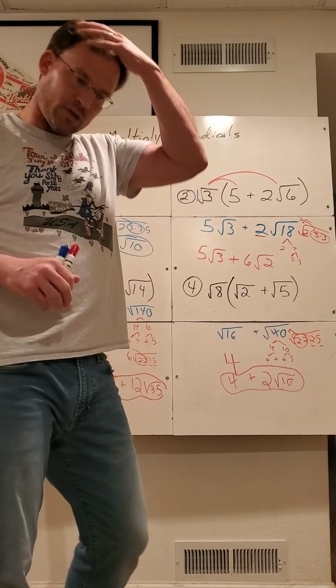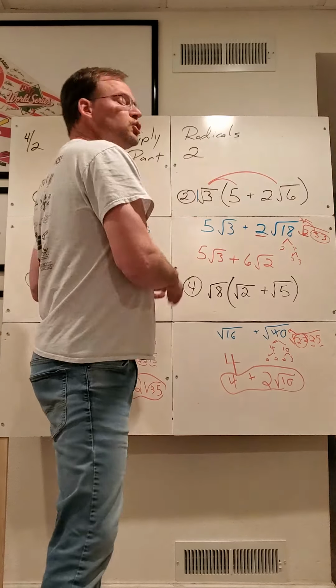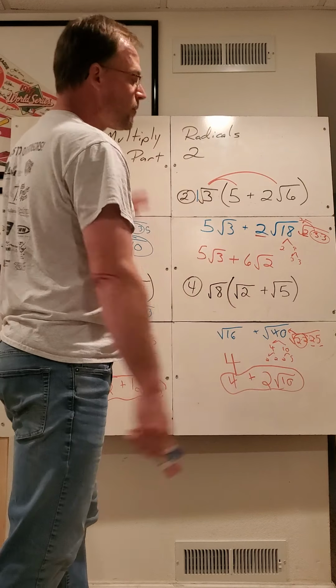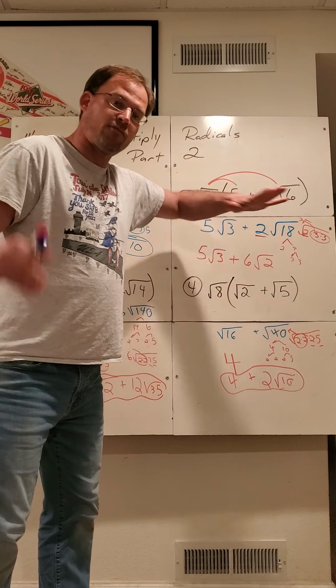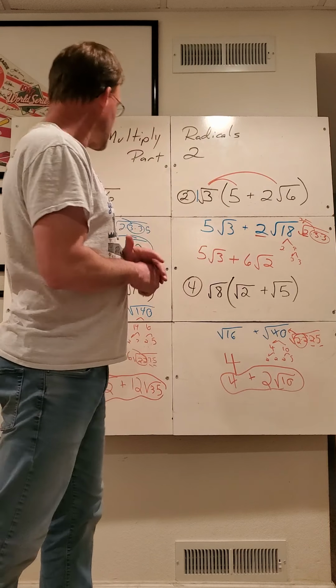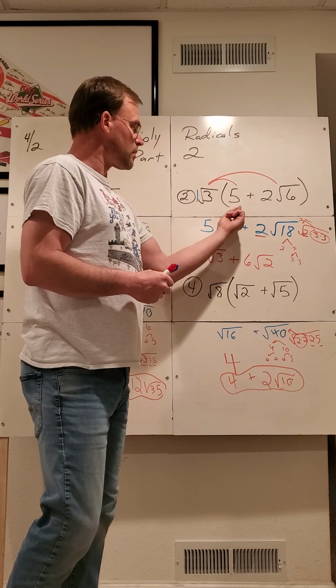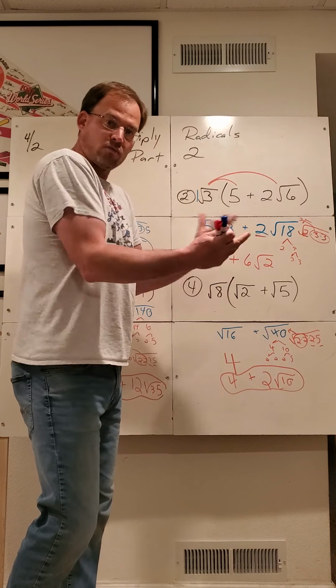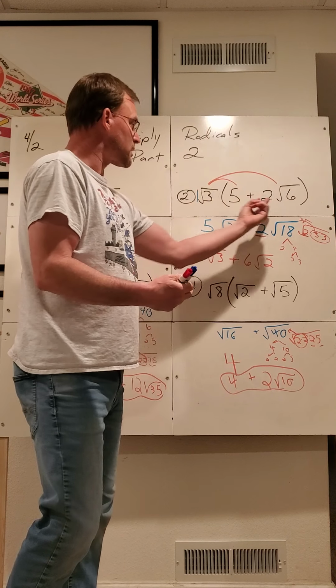Not double distribution. Again, I keep letting the cat out of the bag. We will be getting to double distribution shortly. However, distribute. The thing that's out front times both things on the inside. Remember your rules about how to multiply this number. Number in a radical, number outside the radical. They don't mix. Okay? Insides with insides, outsides with outsides.